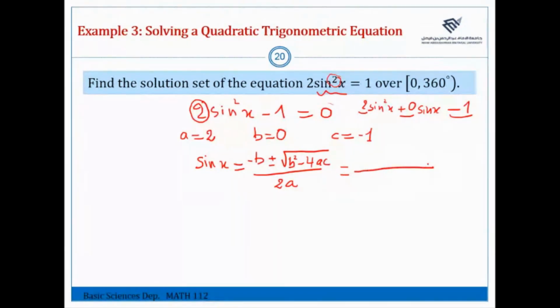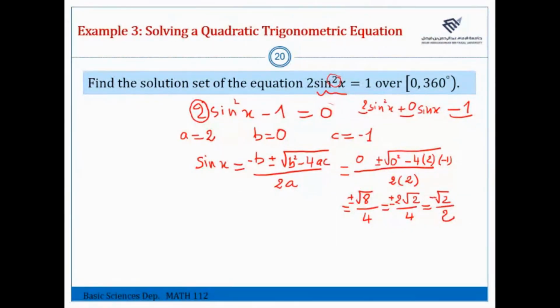So now we substitute. We said b is zero. 0 minus 4 times 2 times minus 1 over 2 times 2. Simplify: minus 8 times minus 1, so square root of 8 over 4, which is 2 square root of 2 over 4, meaning square root of 2 over 2, plus or minus. Don't forget plus or minus. Okay, so we have sin x is either square root of 2 over 2 or minus square root of 2 over 2.